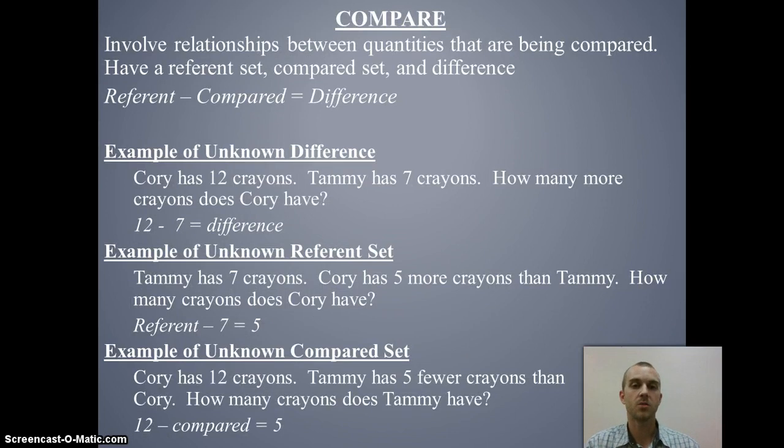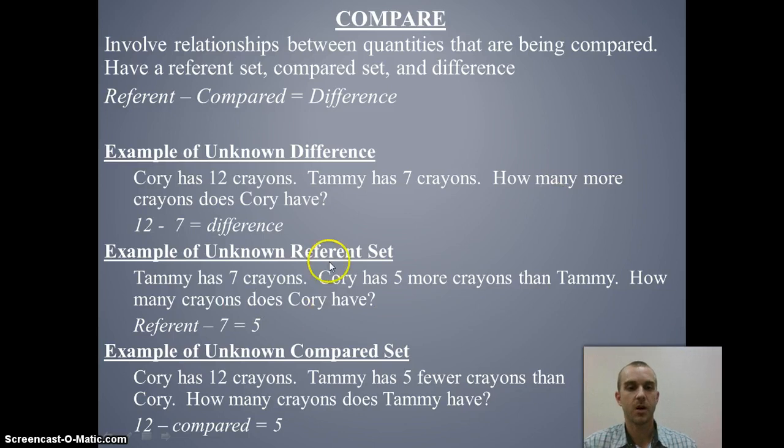Now compare problems are probably some that students really struggle with quite a bit, because you're looking at the relationships of quantities and we're comparing them. Often we can set them up saying what's our referent, what's being compared to that, and then what's the difference between the two. So if we don't know what the difference is, Corey has 12 crowns, Tammy has 7 crowns, how many more crowns did Corey have? And it's that "how many more" that can really throw students off.